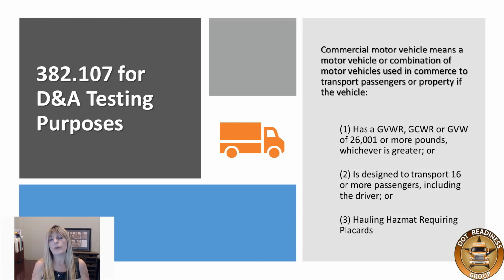But the definition for a commercial motor vehicle for drug and alcohol testing purposes is 26,000 pounds or more, or if you're designed to transport 16 or more passengers, including the driver, or if you're a hazmat carrier requiring placarding for your vehicles. In that case, you would be in a drug and alcohol testing pool. Because if you're hauling hazmat, you can be driving a small little pickup truck hauling fireworks or something, and if it's placardable, then it's placardable. You need to be in that DOT drug testing pool, same as if you're operating anything with over 16 passengers, including the driver.